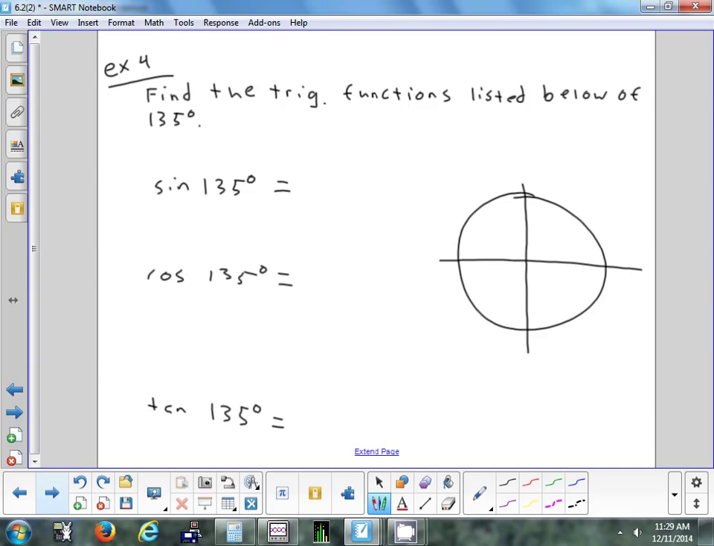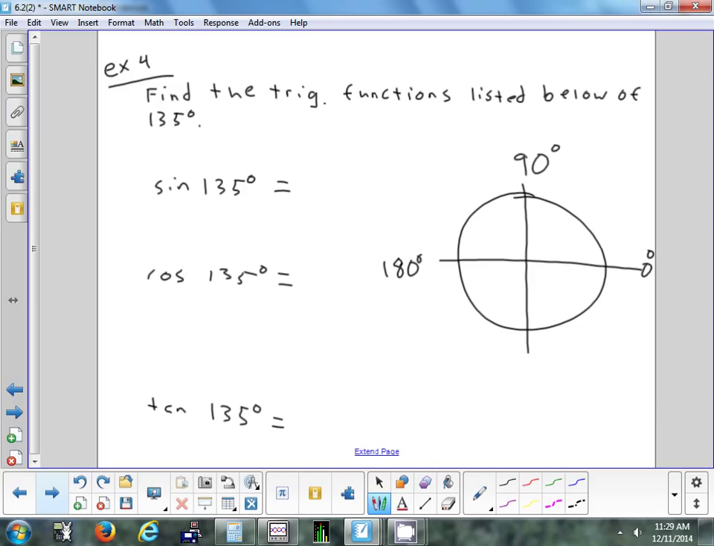First thing I want to think about is which triangle this is going to be. Is this going to have something to do with a 30, 60, 90 or a 45, 45, 90? Which one do you think? Darren? Yeah, it has to do with the 45, 45, 90 because 135 is a multiple of 45. It's 45 times 3.